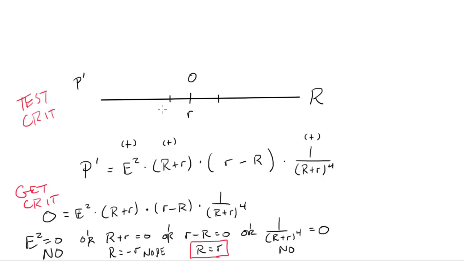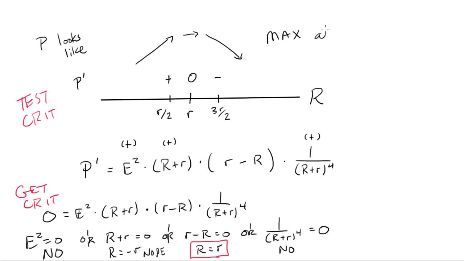So I plug in something to the left. I get a positive r over 2. I plug in something to the right. I get a negative r over 2. So my P has a positive slope and a negative slope. So it looks like an upward line, flat, downward line. Well, that's a maximum shape. So our maximum is at when the external and internal resistances match.